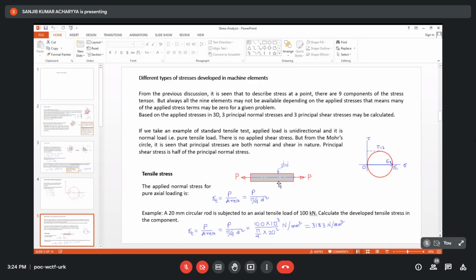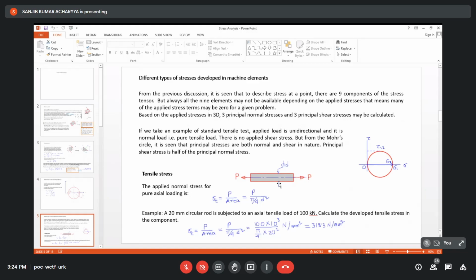All the cross sections along these directions are equally critical. What is the conclusion? The designer can take normal stress at any cross section perpendicular to this load. That will serve the purpose confidently. Is it okay? Yes, sir.